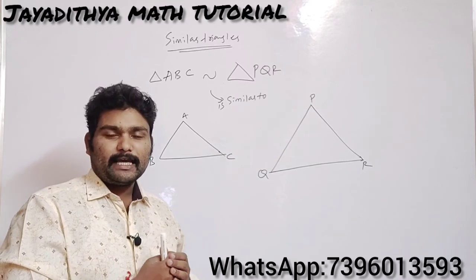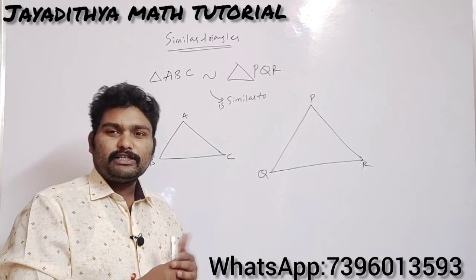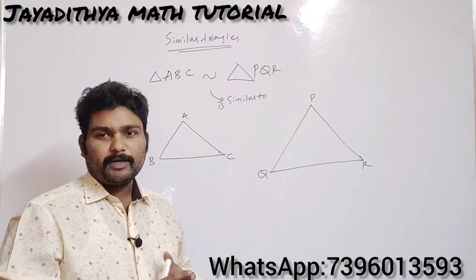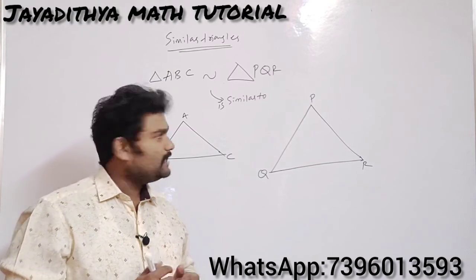We already discussed scale factor. If the scale factor is equal to 1, then we say that both the triangles are congruent. If you haven't watched my previous videos, please do watch them. I'll give you the links in the description.